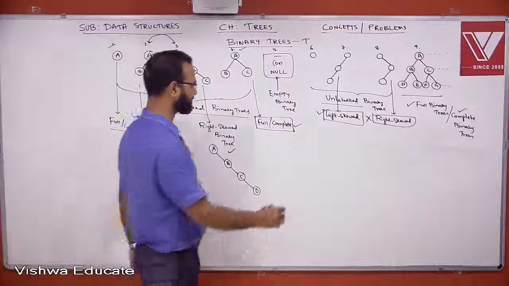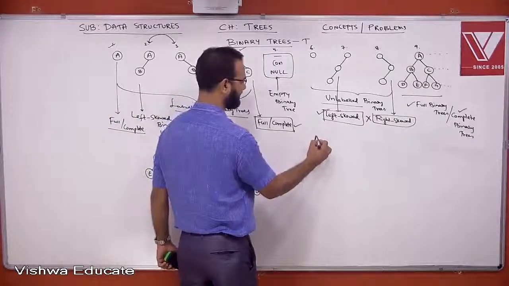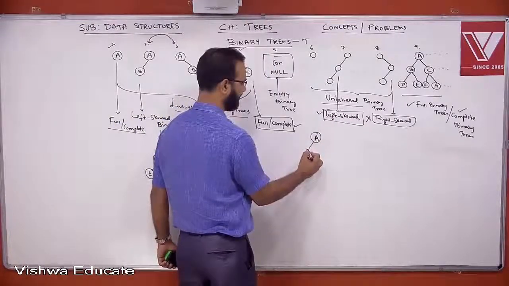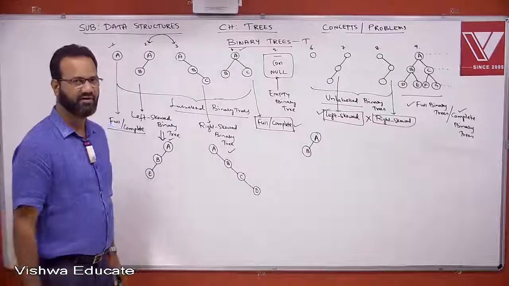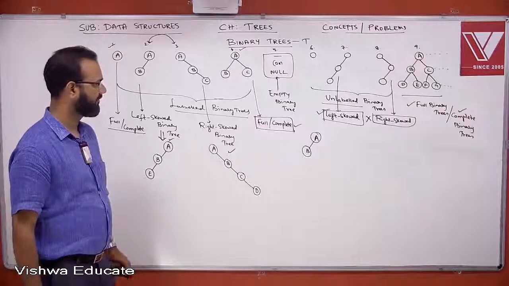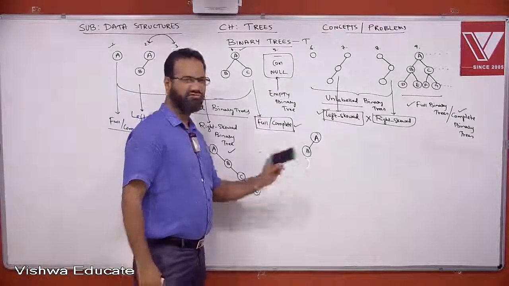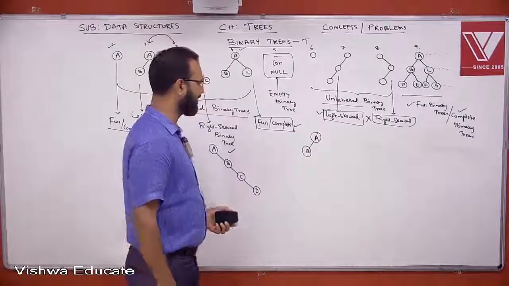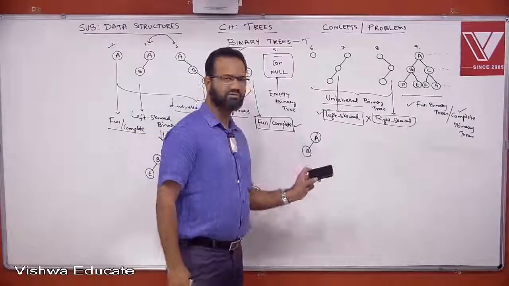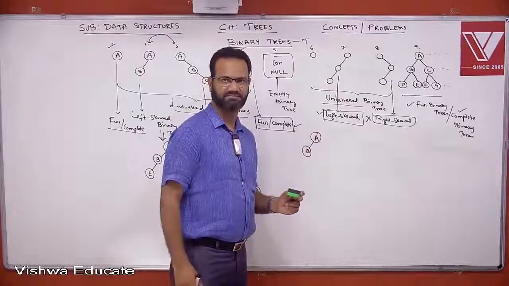Let us see it over here. I'll say A, B. Is this one a full binary tree? No, not a full binary tree. The reason is a full binary tree should have all the number of nodes within that particular level.